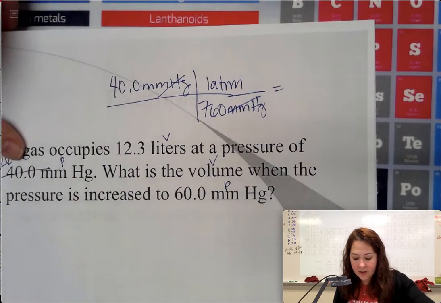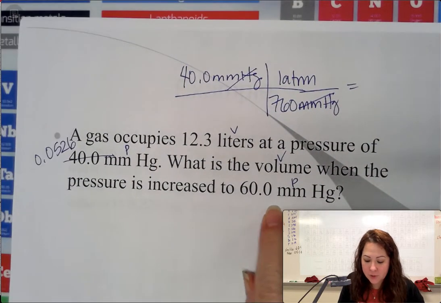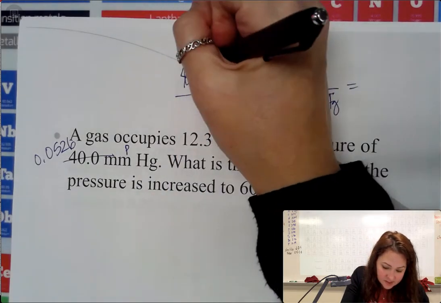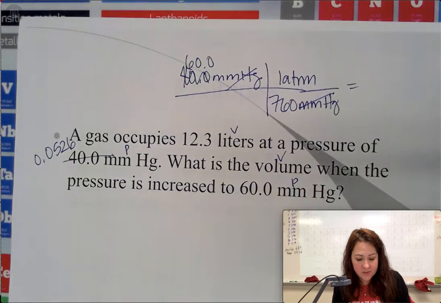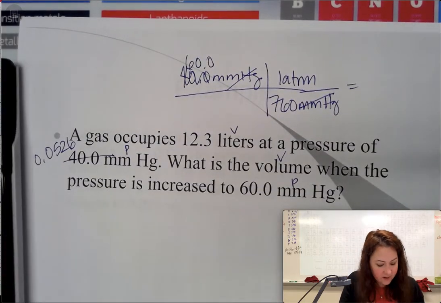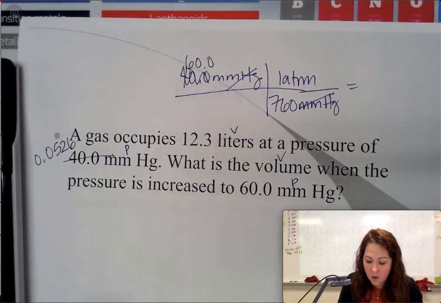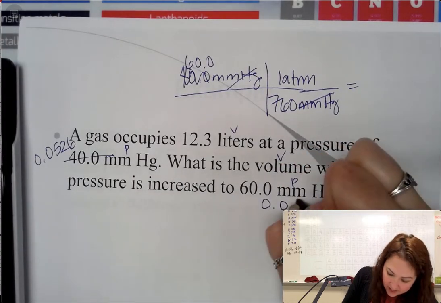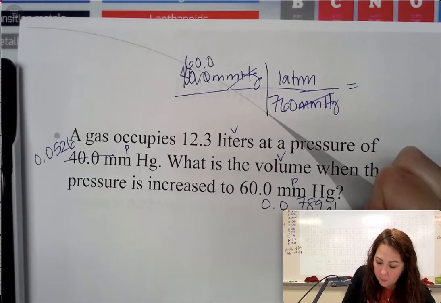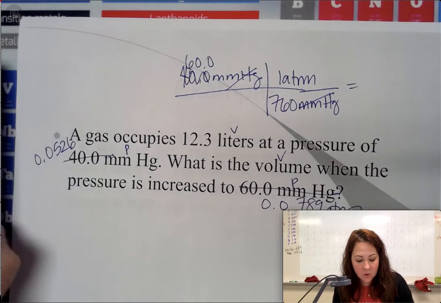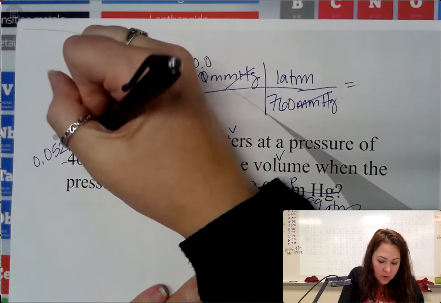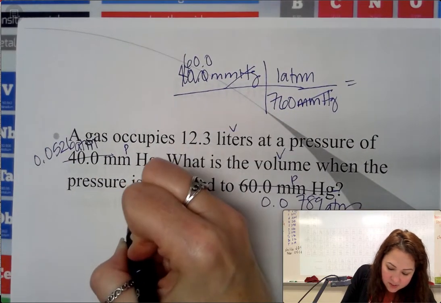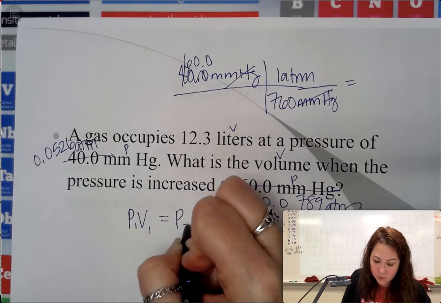On the second conversion, it's going to look identical to this setup, except here I'm going to use 60. I'm just going to use that same work. 60 divided by 760 with 3 sig figs is 0.0789 ATM. So I have all the correct units. Once I have all the correct units and I know which equation to use, I'm going to just plug in my numbers. P1 times V1 is equal to P2 times V2.